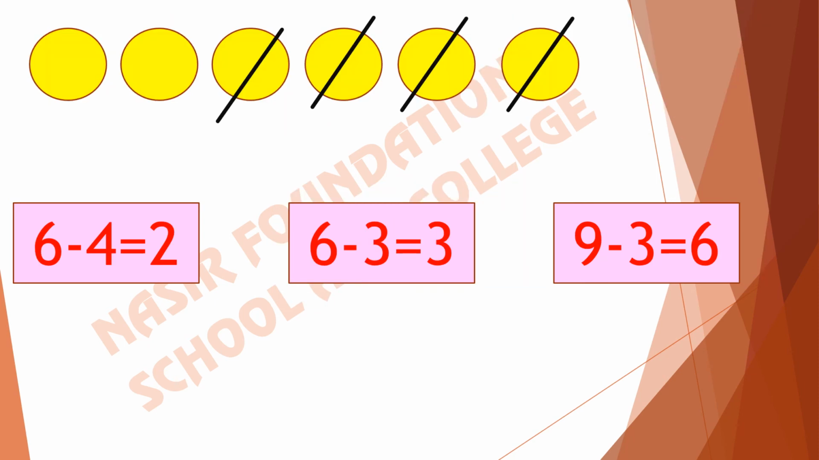Here some of these circles are given and some are subtracted from them. We will find out which subtraction sentence matches with this figure. 6 minus 4 equals to 2. 6 minus 3 equals to 3. Or 9 minus 3 equals to 6.